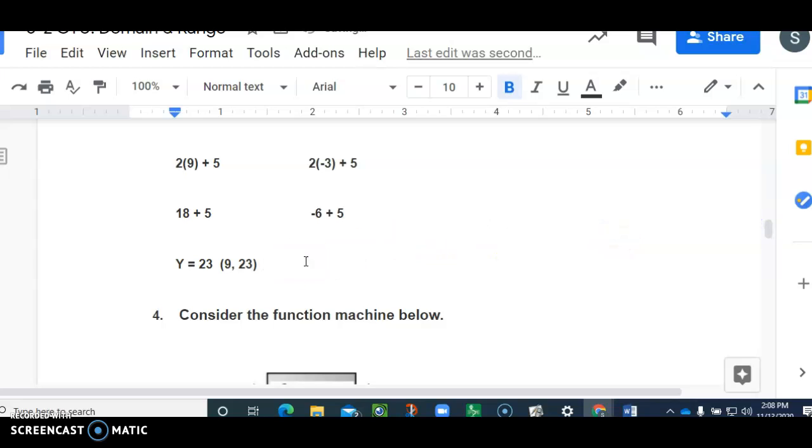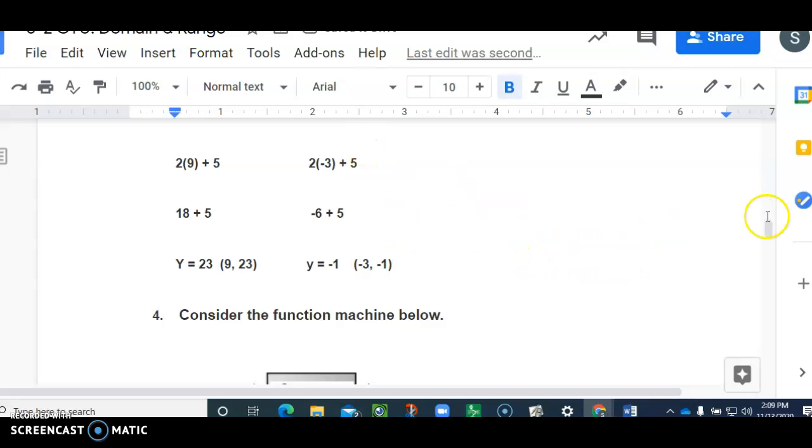So that is my y, or my output, is negative 1, because I have negative 6 but positive 1. So if my x is negative 3, my y is negative 1. So what's my ordered pair? My ordered pair will be open parenthesis, negative 3, comma, and then negative 1. There you go. That's how you do it.